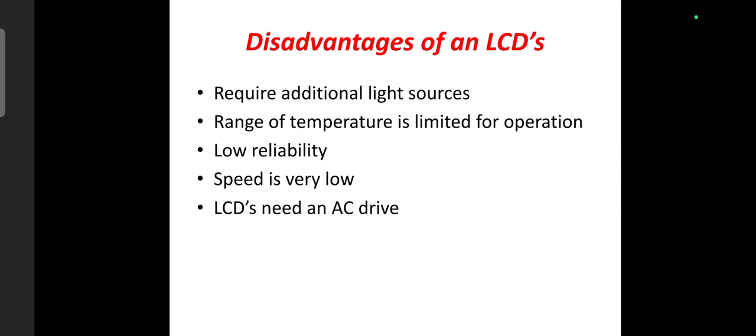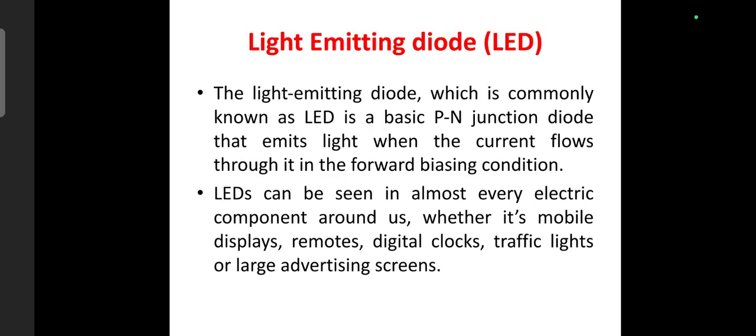Now, let us move on to another display technology, that is light emitting diode or LED. An LED is a semiconductor device that converts electrical energy directly into light energy. It is basically a PN junction diode that emits light when it is operated in the forward biased condition. The working of an LED is based on the principle of electroluminescence. When the forward bias is applied, electrons from N type region and holes from P type region move towards the junction. At the junction, they recombine and release energy in the form of photons, which appear as visible light.